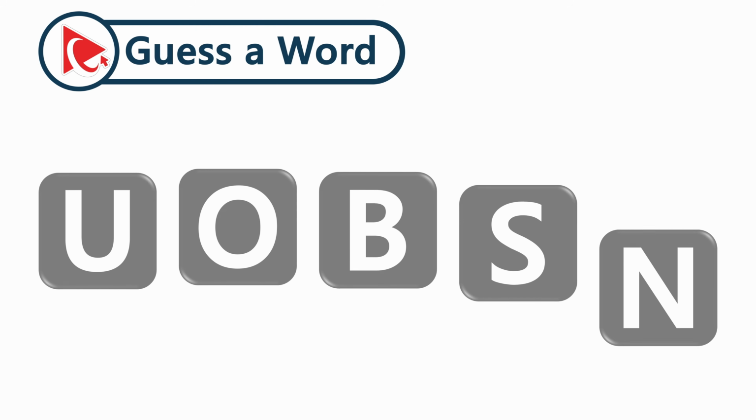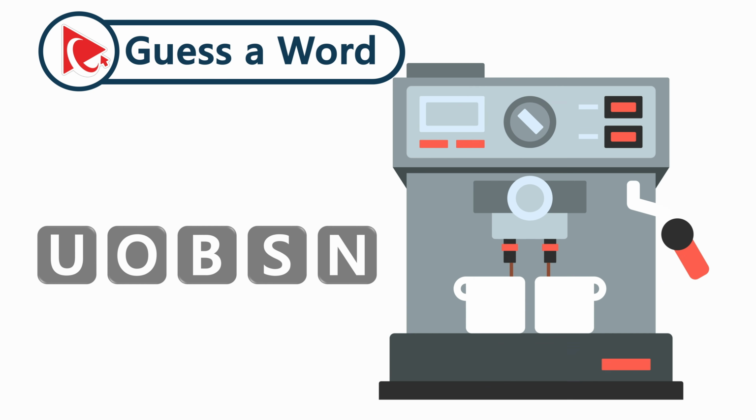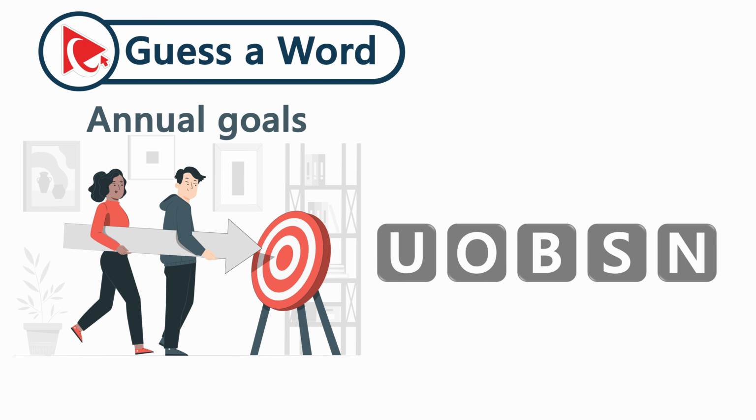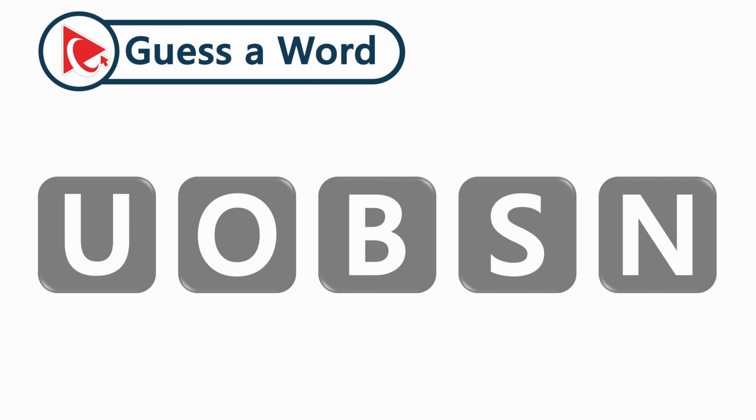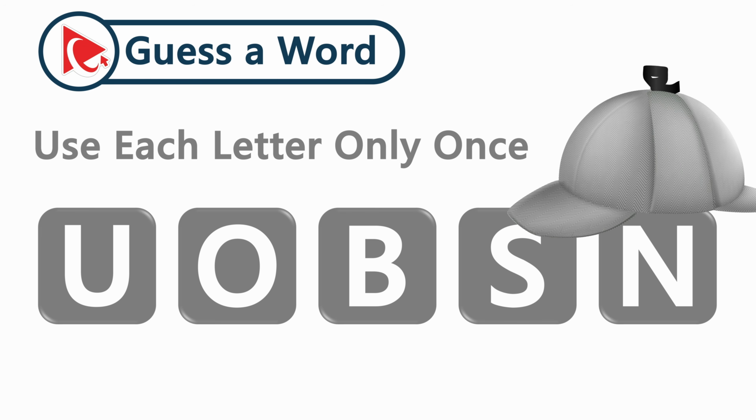What is the most important thing you can find in the corporate world? Nope, it's not the coffee machine, it's annual goals. And the perfect word to describe them is exactly the one you need to guess. Because in this question, you are presented with 5 letters. You need to rearrange and guess the word. And here's the caveat. You only can use each letter once. So it's time to put your detective hat on, because we are hunting down the holy grail of corporate happiness.